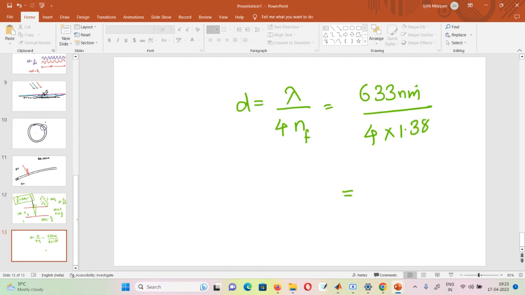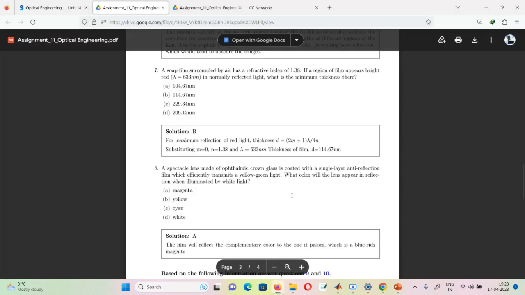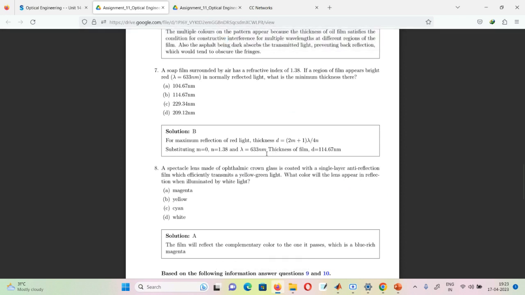So what will be the value? 633 by 4 into 1.38. That is 114.67. Got it? Any doubt for that particular thing?